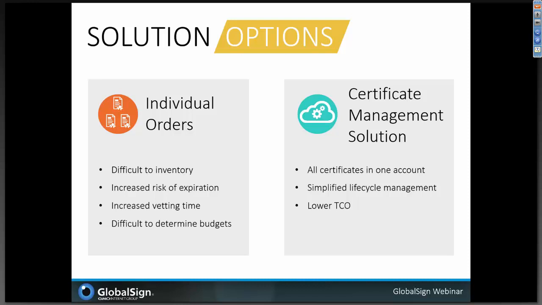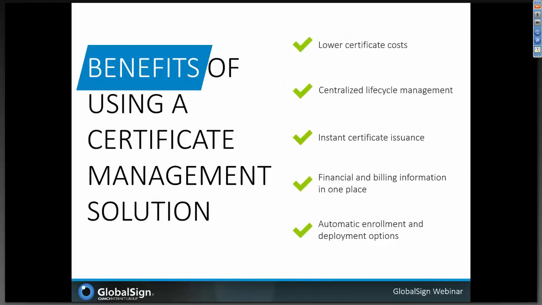And by centralizing everything, you're going to lower your total cost of ownership of certificates, and you're going to be able to simplify vetting because, with solutions like ours, you're able to leverage pre-vetted profiles so that you can instantly issue certificates and they don't get stuck in a vetting process for a day or two. So the concept of instant issuance. Again, lowering the costs, centralizing the lifecycle management, the key benefit.